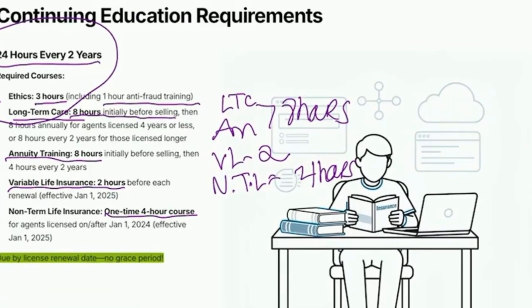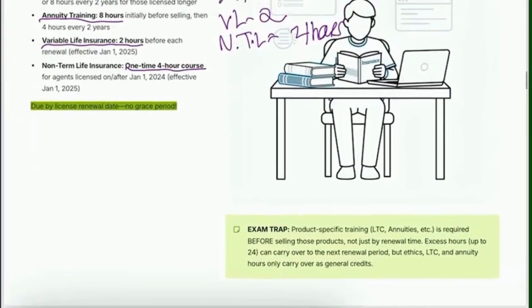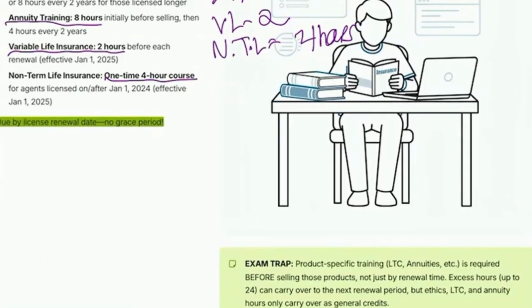All right. Exam trap. Product specific training, LTC, annuities, etc., is required before selling those products, not just for renewal time. So excess hours up to 24 can carry over to the next renewal period, but ethics, long-term care, and annuity carry over as general credits. That's more just kind of things you need to know for when you are licensed as well.